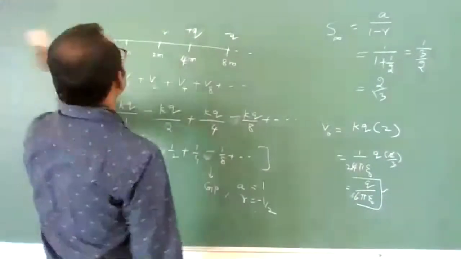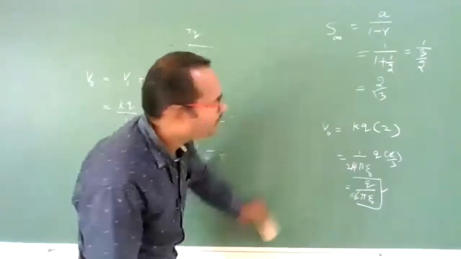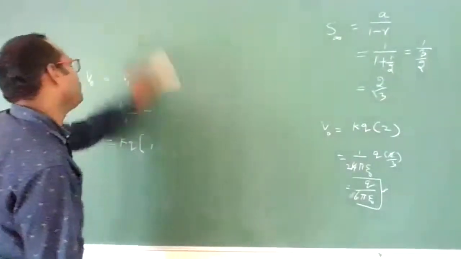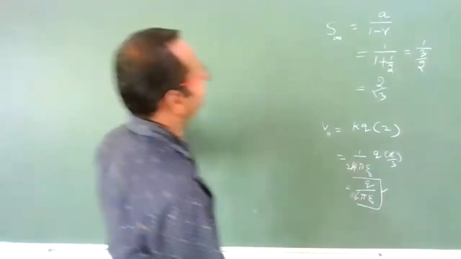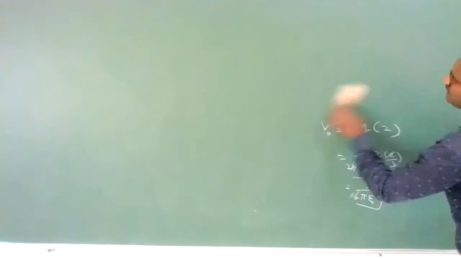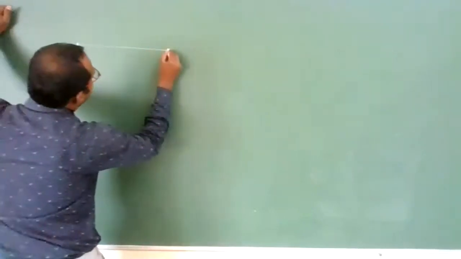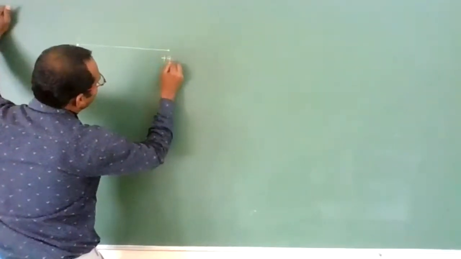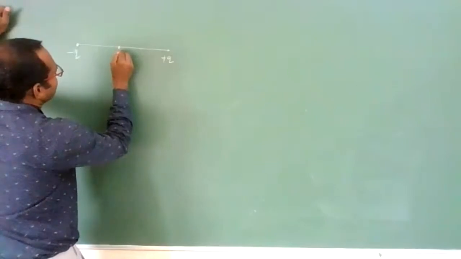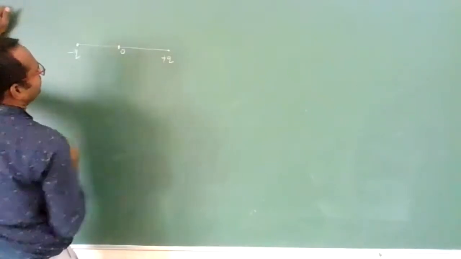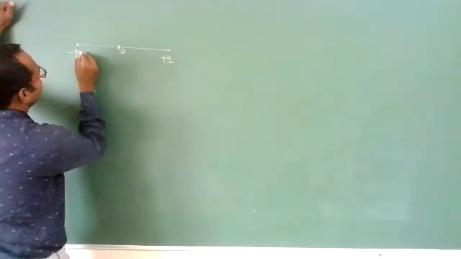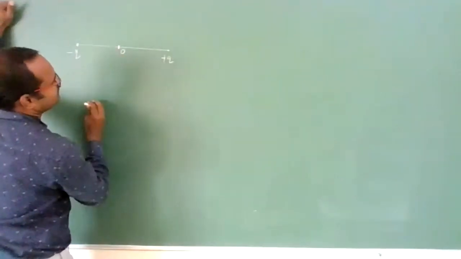Now let us find potential due to a dipole. Let us take one dipole. What is a dipole? Two equal and opposite charges separated by some distance forms a dipole. Let us suppose this is a dipole, minus q charge and plus q charge. And this is the center of the dipole, O. And this total distance is 2a, let us suppose.